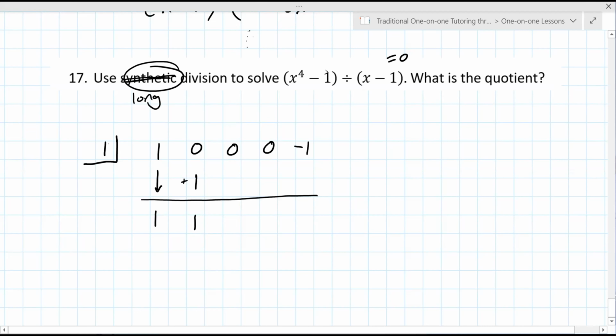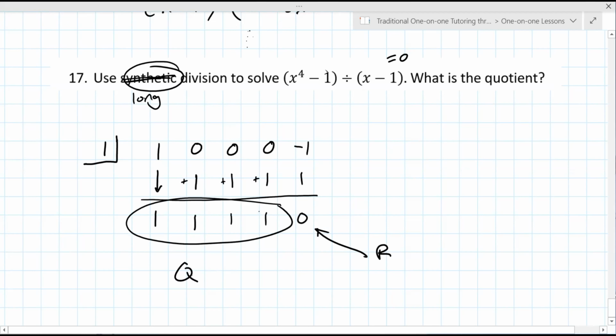You take this 1, multiply it by this 1, put the answer here, add vertically. Then you take this 1, multiply this 1, put the answer here, add vertically. So you get 1 times 1 is 1, and then you finally get 0. This right here is your remainder. This right here is your quotient.